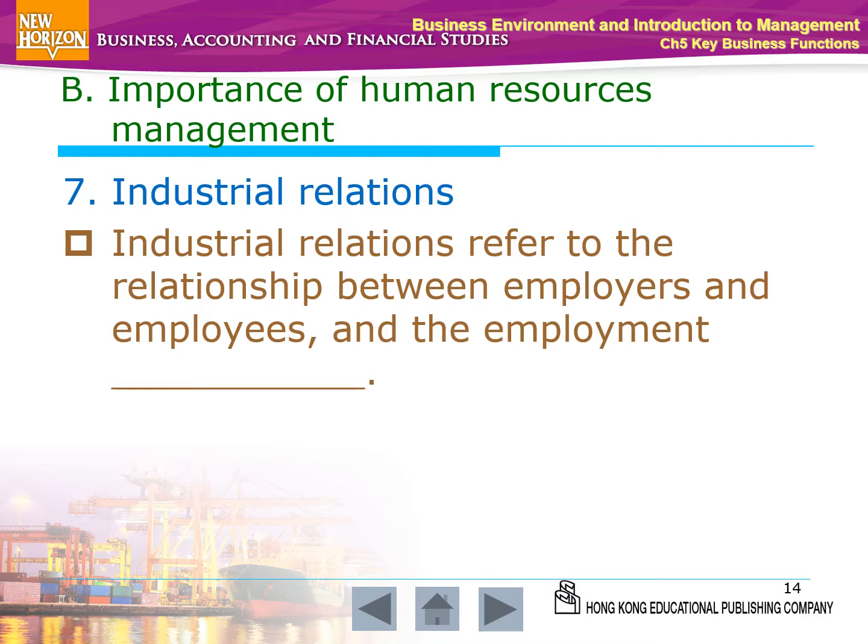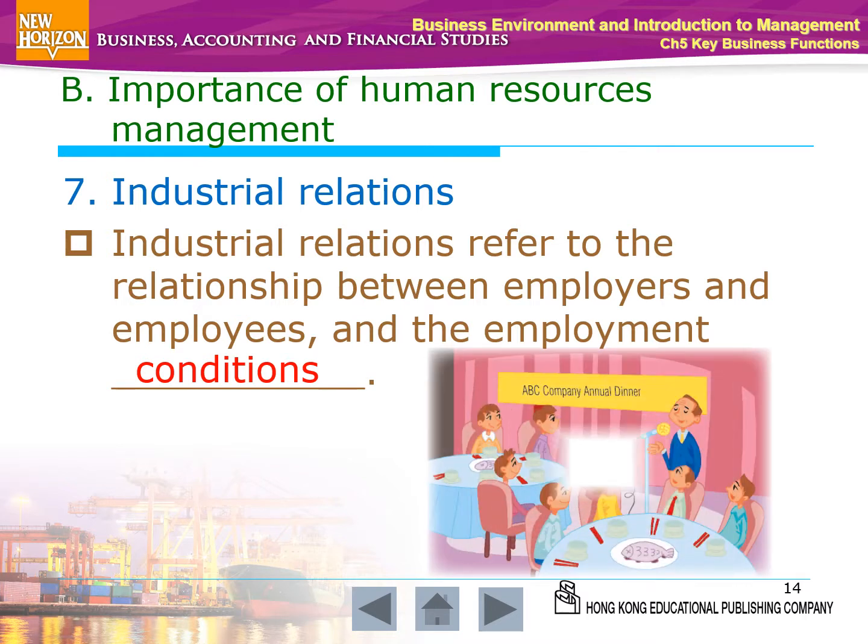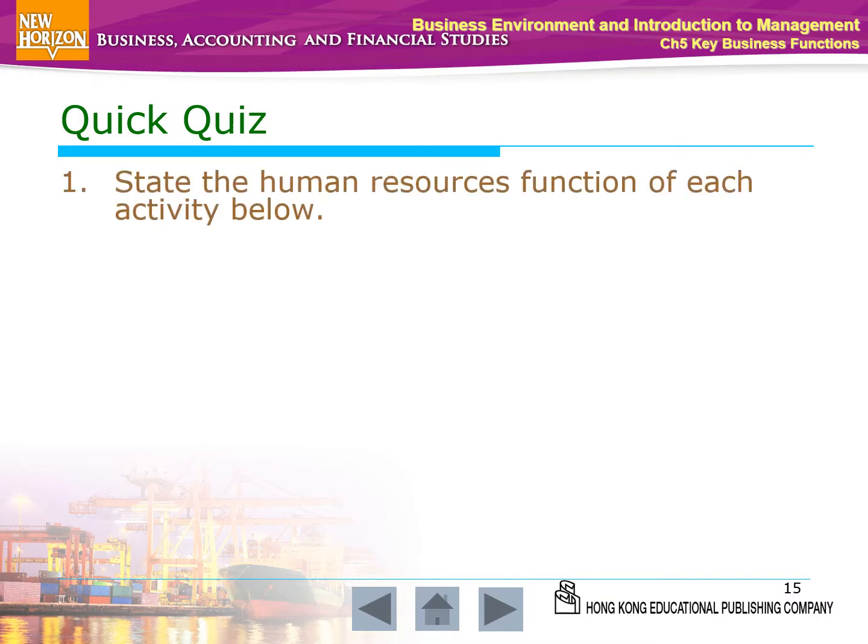Industrial relations refer to the relationship between employers and employees and the employment conditions. Of course, in order to build up good relations between employers and employees, the human resources department will do a lot to perform some functions to keep good contact between them. You see, they'll organize some annual dinner, some lucky draws for the employees so that they are happy with the company. Okay, let's look at the quick quiz.